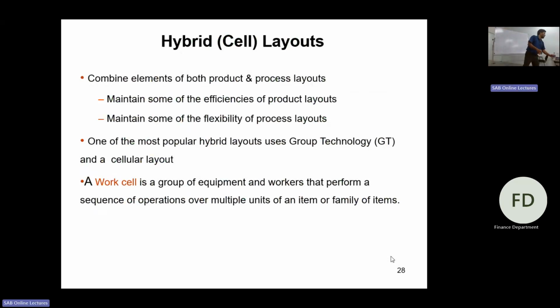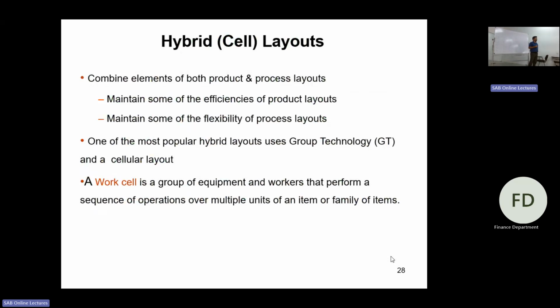As the term tells you, hybrid. That is the combination of the previous two layout types to get the advantages of both. Right. Now, combine both product layout characteristics and process-oriented layout characteristics to get the advantages of both.